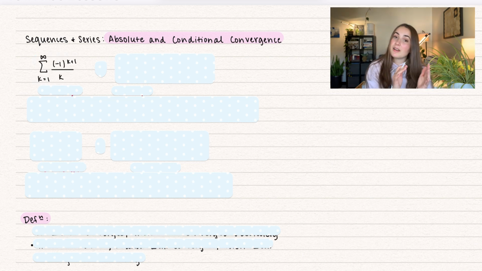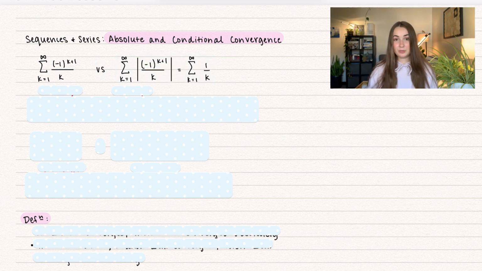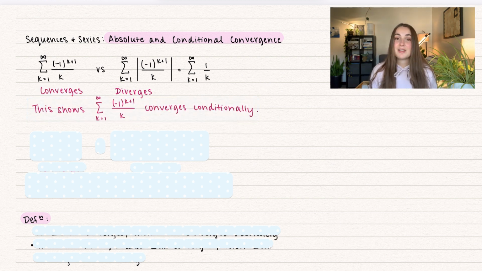We know that the harmonic series diverges, but once we add that alternating piece, it converges, right? So we're going to compare it to when we take the absolute value of it. When we take the absolute value of our series, we get the harmonic series, which we know diverges. But when we have that alternating portion, we know it converges. This tells us that this series, the alternating harmonic series, converges conditionally. The alternating portion is what allows it to converge.